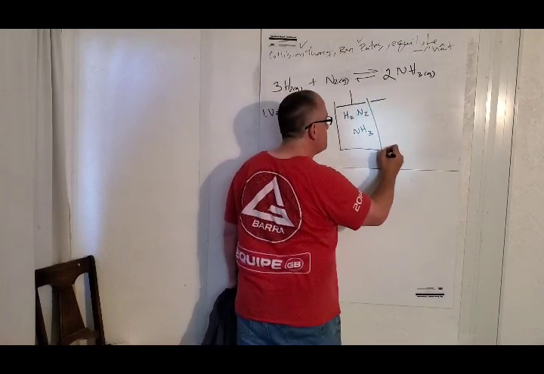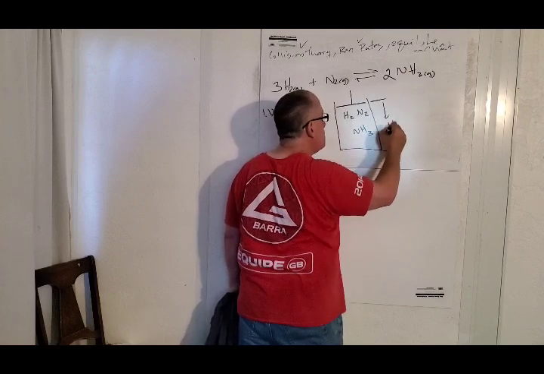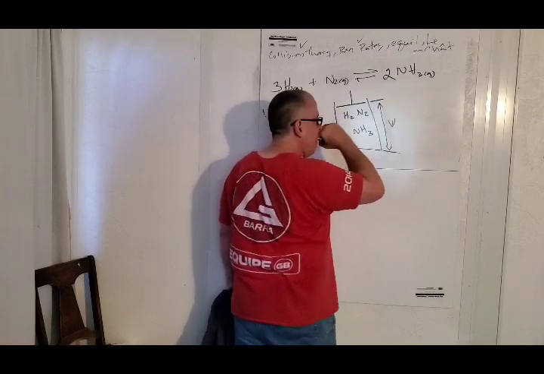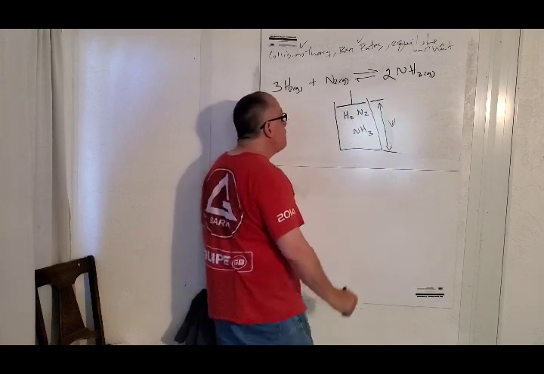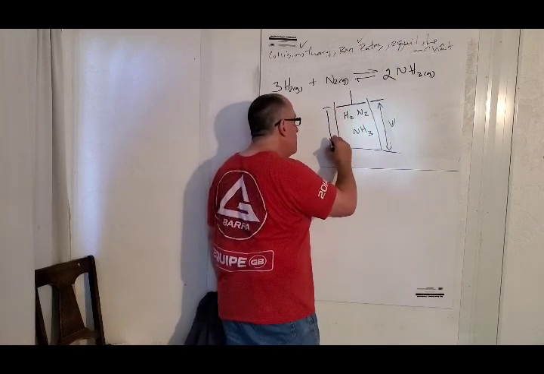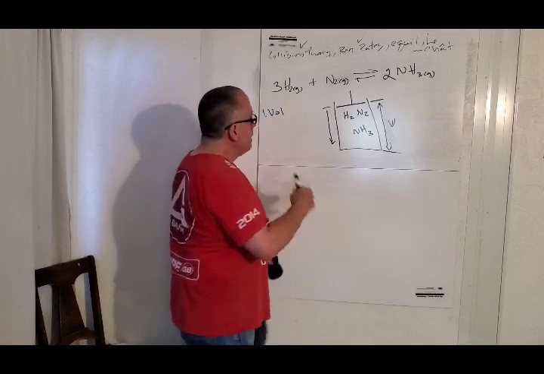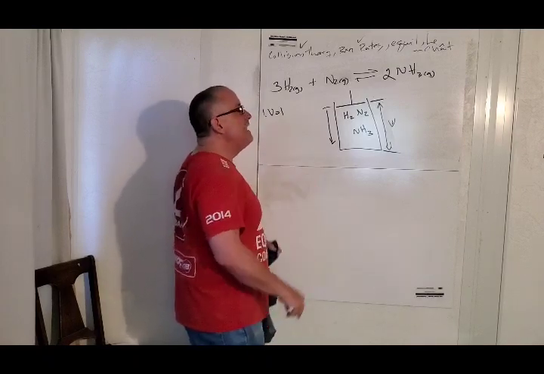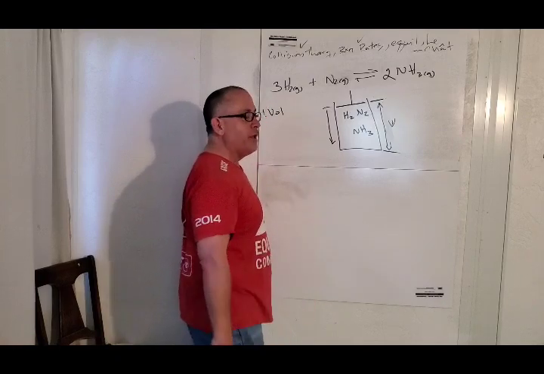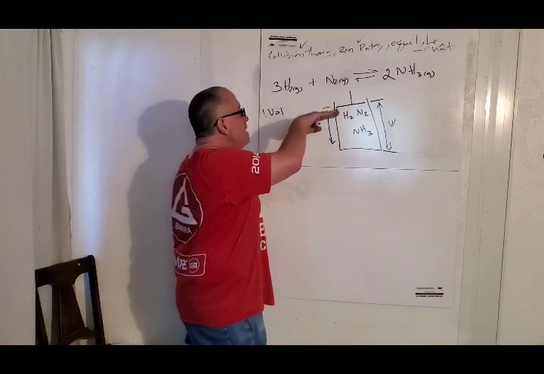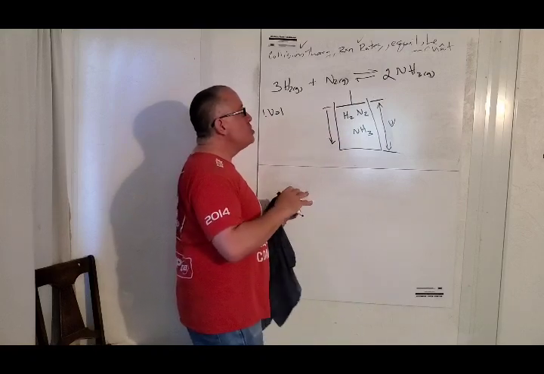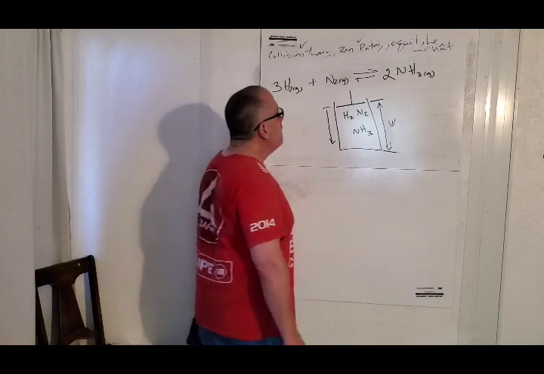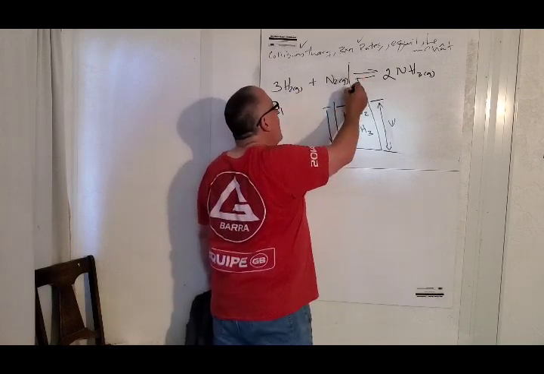If I squish, and let's say this represents the volume of the container, pretend we're calculating the volume. If I squish the volume into a smaller space, it's going to shift to whichever side gives the least moles of product. I misspoke. If I reduce it into a smaller volume, it's going to shift to whichever side gives me the fewest moles of gas.